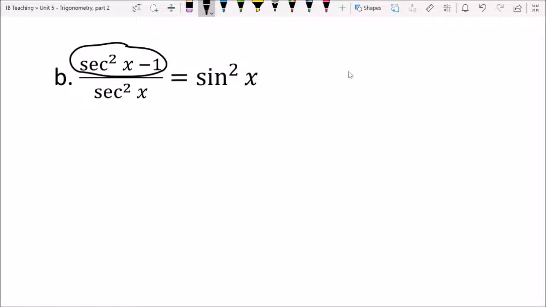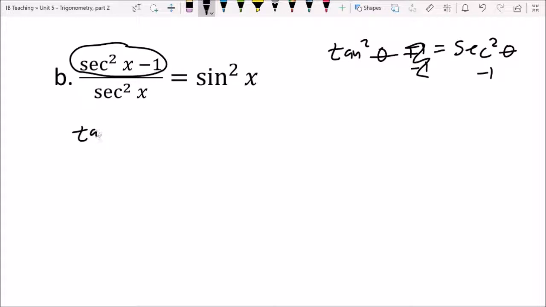So I'm going to recall the Pythagorean identity that has secant squared in it, and that goes like this. Tangent squared plus 1 equals secant squared. My next question is, can I modify this to match the question at hand? Absolutely I can. Just minus 1, minus 1. Now that says secant squared minus 1, and so does that, so I'm ready to make a substitution. So let's do that. And I get tan squared over secant squared.